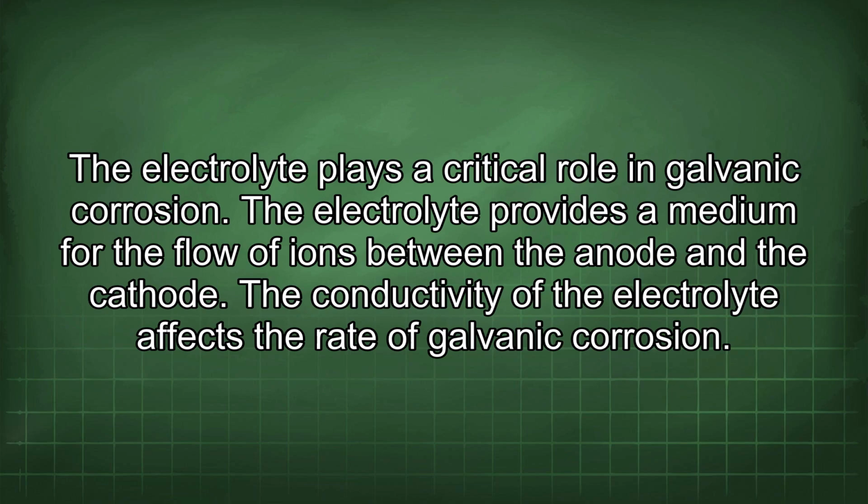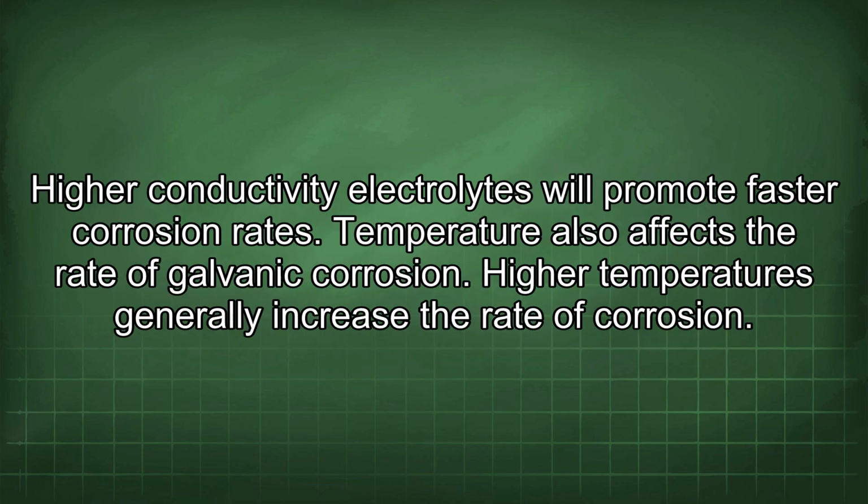The electrolyte plays a critical role in galvanic corrosion. The electrolyte provides a medium for the flow of ions between the anode and the cathode. The conductivity of the electrolyte affects the rate of galvanic corrosion. Higher conductivity electrolytes will promote faster corrosion rates. Temperature also affects the rate of galvanic corrosion. Higher temperatures generally increase the rate of corrosion.